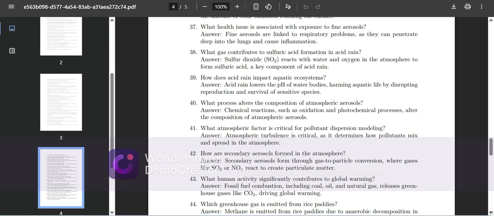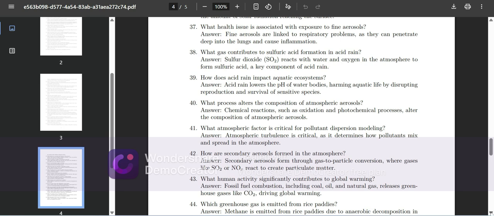What process alters the composition of atmospheric aerosols? Chemical reactions such as oxidation and photochemical processes alter the composition of atmospheric aerosols.